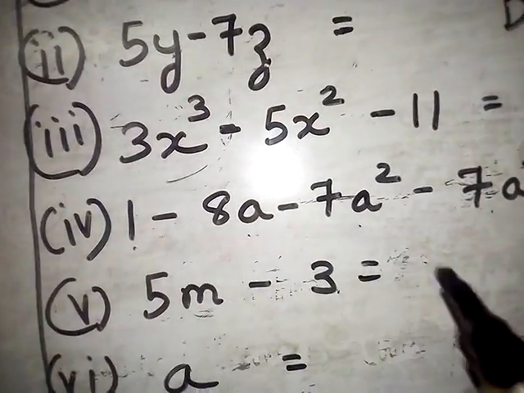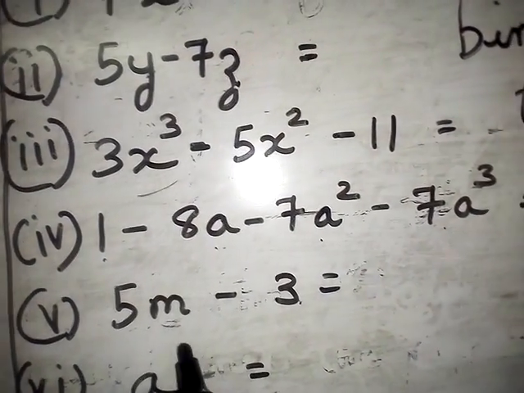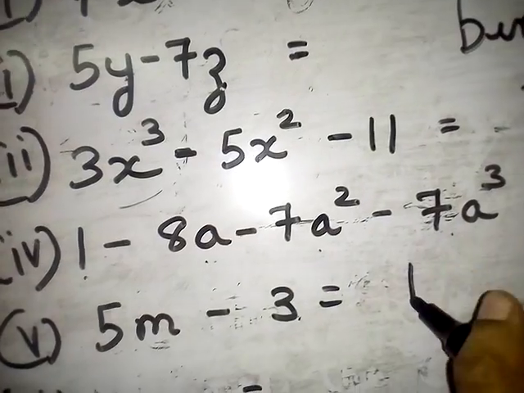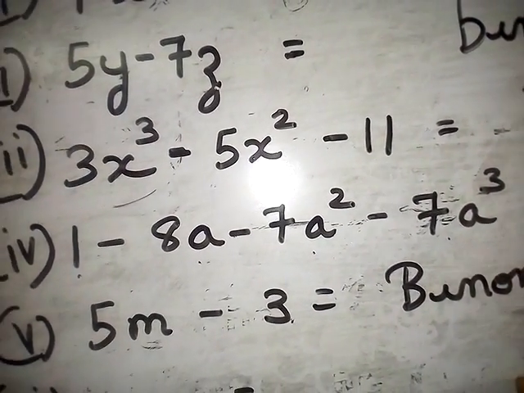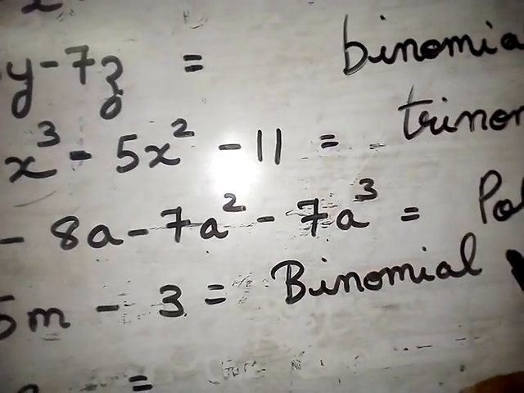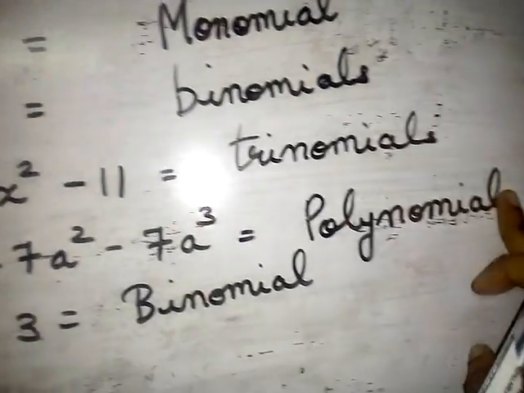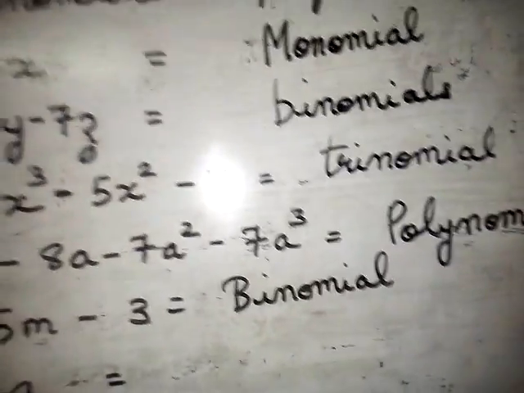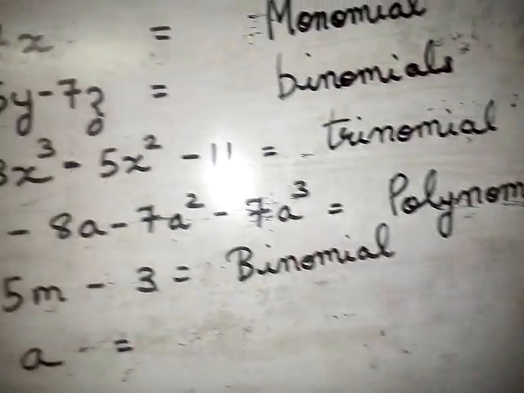Next, fifth one, 5m minus 3. 2 terms are there, so it is a binomial. You can write binomial also. For polynomial, you can write polynomial only. If you have more than 2 or 3 sums, you can write the plural form.